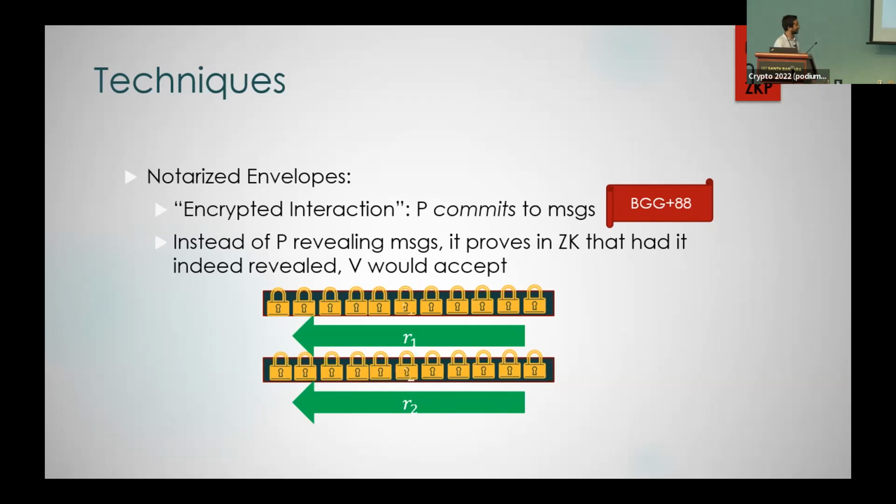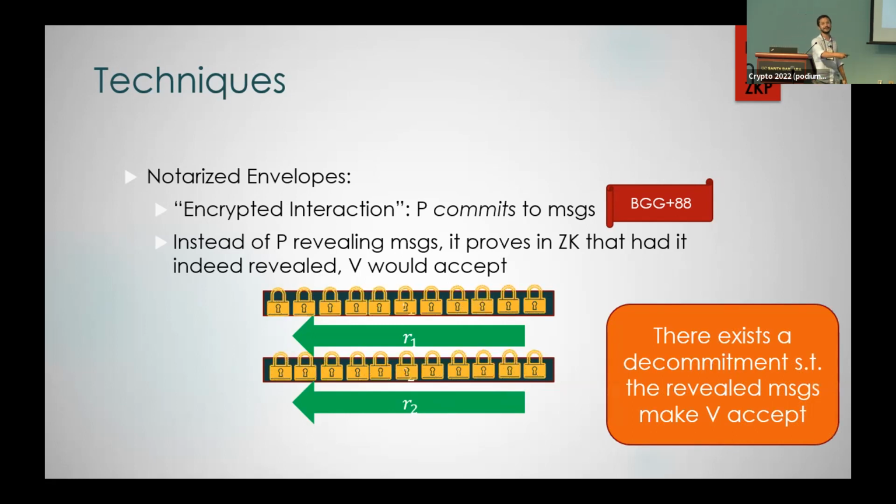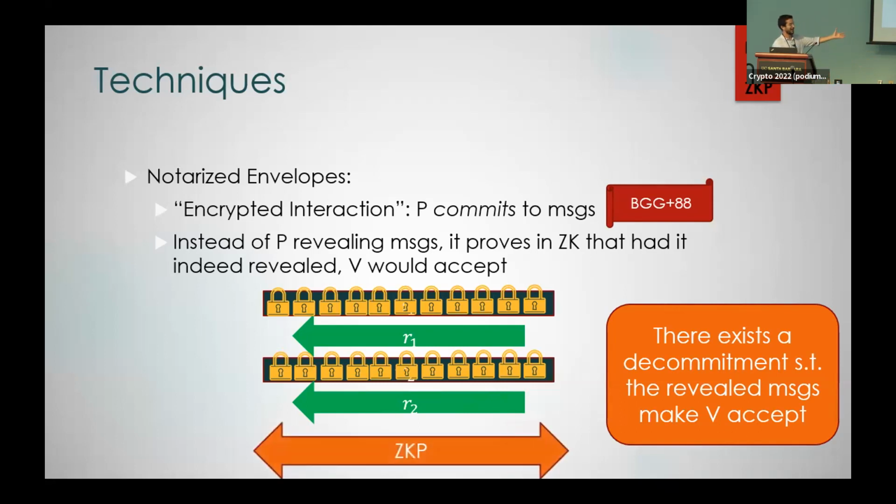And in the end, we'd like for the prover to reveal its messages so that the verifier can decide whether to accept or not. But instead of doing that, we prove in zero knowledge that if the prover did indeed reveal those messages, then the verifier would accept. So the NP statement that we prove at the end is that there exists a decommitment such that the revealed messages would make the verifier accept. So this is the first technique that we use here. We have a zero knowledge proof at the end.